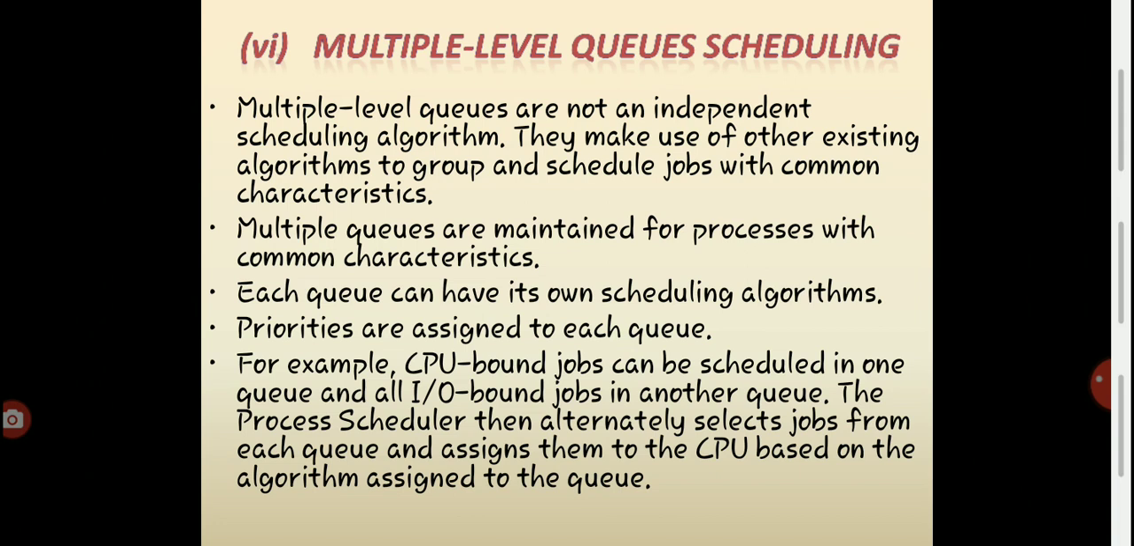When the jobs are taken, one job in the first level will be taken, and when that job is over, then the first job in the second level will be taken. When that is over, the first job in the third level will be taken, and so on. So if there are three levels, when the first job in the third level is over, again the second job in the first level will be taken. That way it is executed. That is called multi-level queue scheduling.